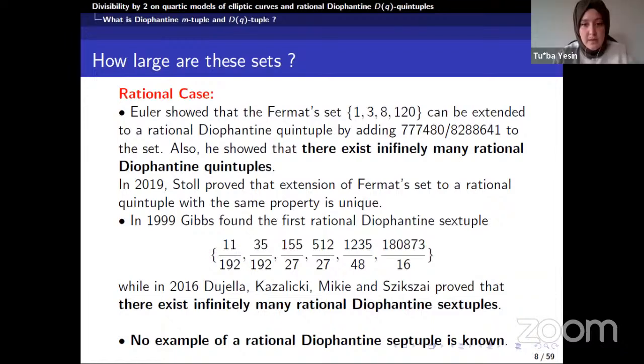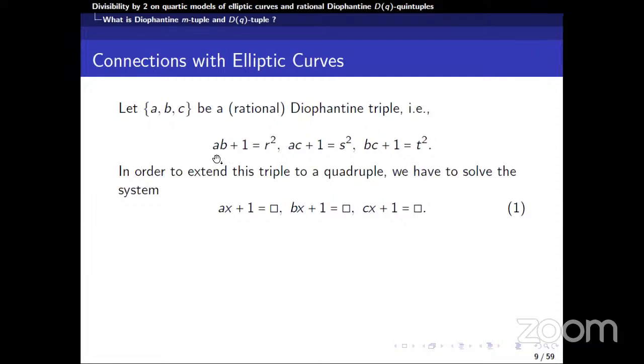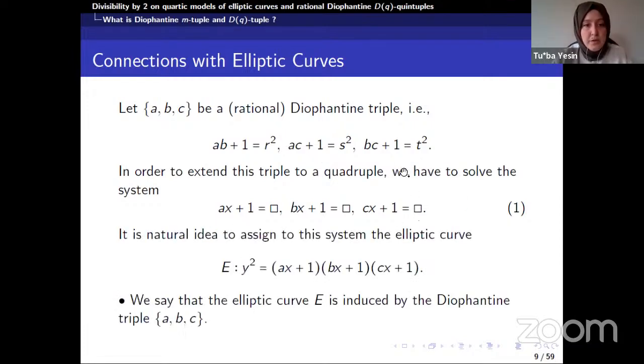Okay, so we can see how they are trying to do it if we have an ABC here. And then we have 3 equations as here. So if we try to extend this triple to a quadruple or quintuple or sextuple, it doesn't matter, at least to find one number, we need to solve this equation. This x will be our 4th number if it satisfies this system.